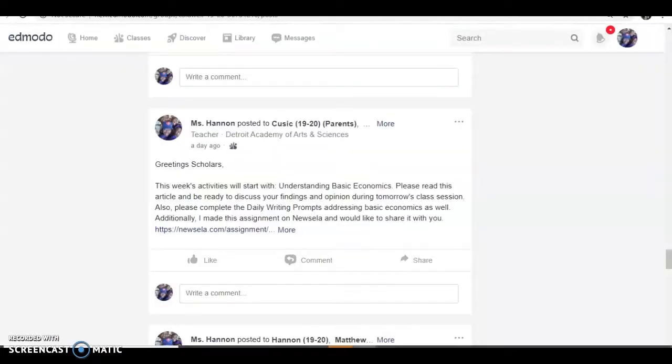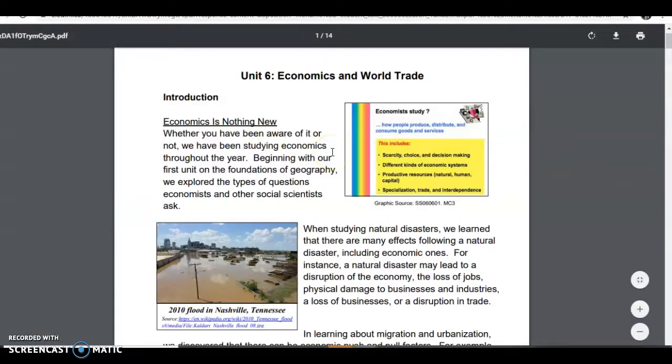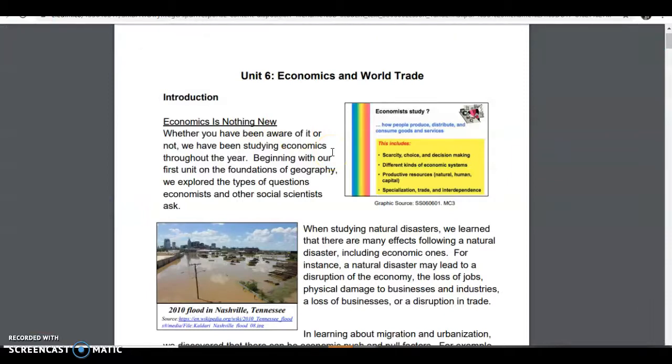Back to Edmodo, there's a PDF on economics and world trade. This PDF is going to take us through the entire fourth quarter, so you can use this as reference anytime. It gives us an introduction. It says economics is nothing new. Whether you're aware of it or not, you've been studying economics throughout the year. Beginning with our unit on the foundations of geography, we explored the types of questions economics and other social sciences ask. When we did our 5 themes of geography, that was all tied into economics and world trade.